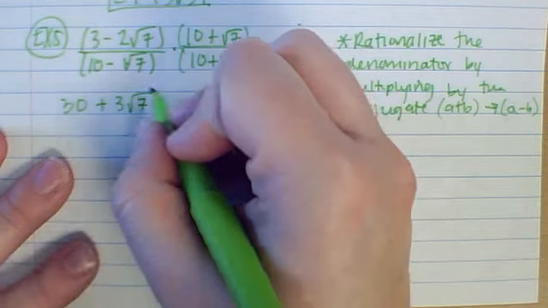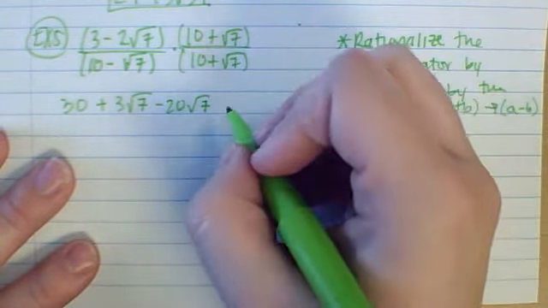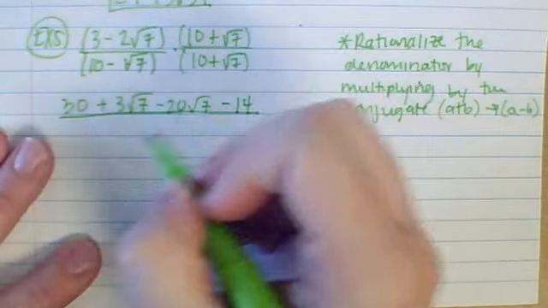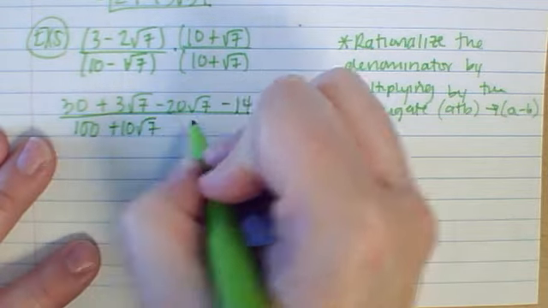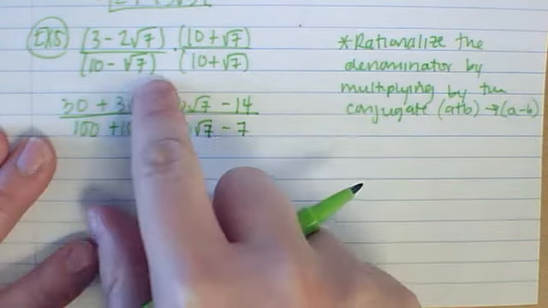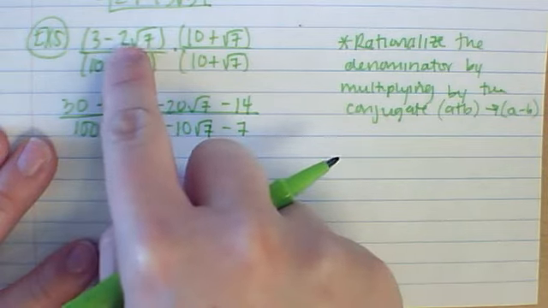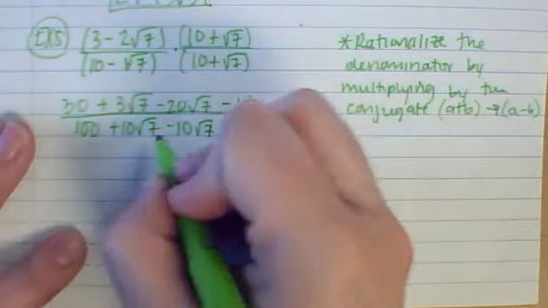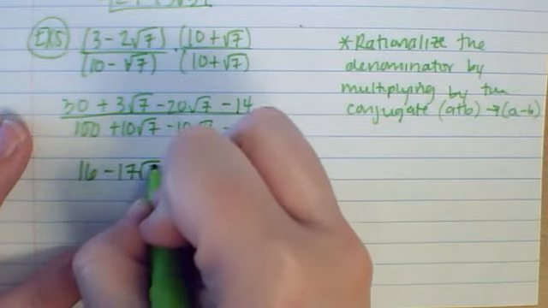Negative 2 square root of 7 times 10 is negative 20 square root of 7. Negative 2 square root of 7 times square root of 7 is negative 14, and I went ahead and changed that to the number. Okay, 10 times 10 is 100, plus 10 square root of 7 minus 10 square root of 7 minus square root of 49, which is 7. And in this case, I had 2 times that 7, because I still had square root of 49, which gave me the 14. So if we combine on top, 30 minus 14 is 16, and 3 minus 20 is negative 17 square root of 7.